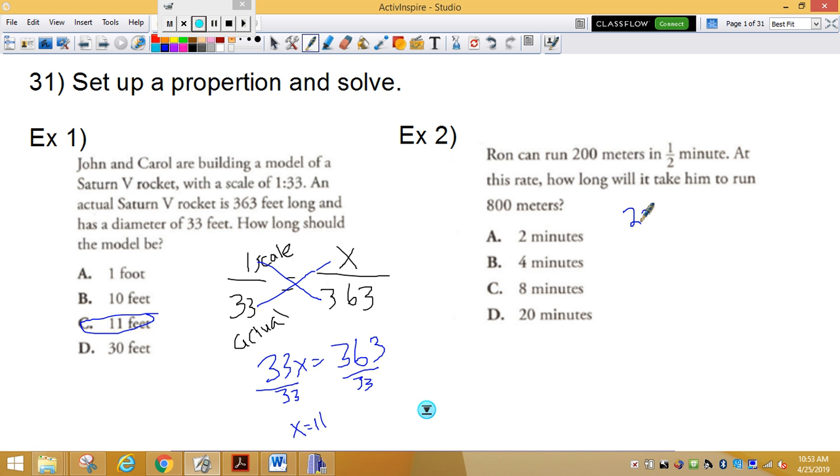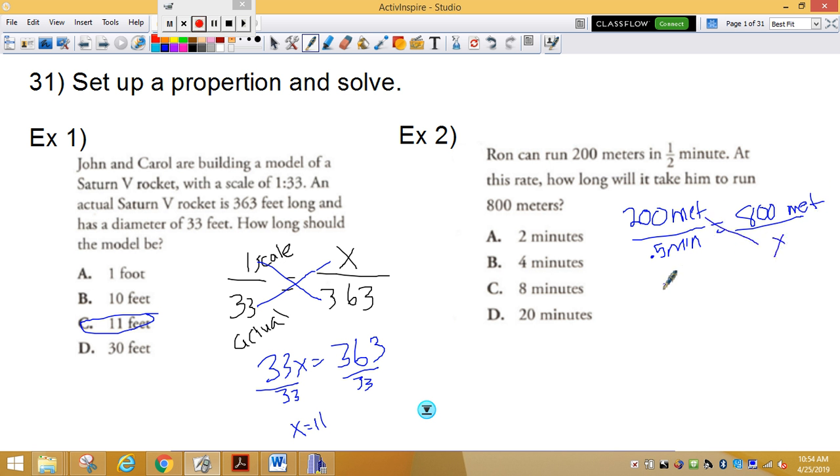Ryan can run 200 meters, so I'm going to start with that. 200 meters in half a minute. Instead of a half, I'm going to use 0.5 in half a minute. How long will it take him to run 800 meters? Well, again, I want it to match up. So where did I put meters, on top or bottom? I put it on top, which means I'm going to put 800 meters on top. And I want to figure out the time.